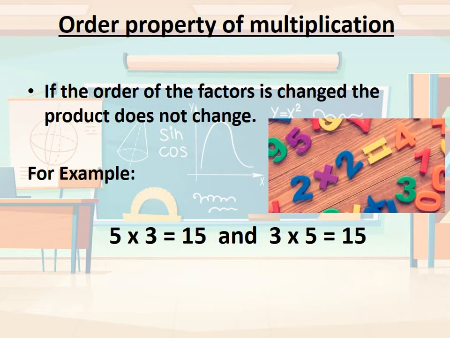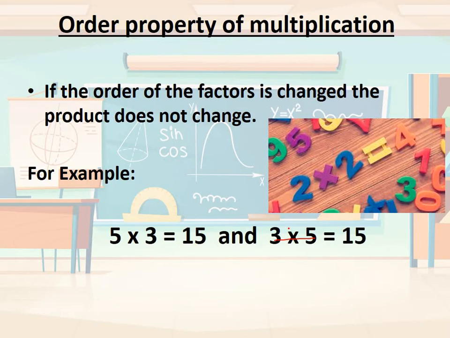What is the order property? Order property says that if you change the order of the numbers, for example, 5 multiplied by 3, here it is coming 15. But instead of that, if you write 3 multiplied by 5, then also it is okay. That will also give you the same. 3 multiplied by 5, 15. 5 multiplied by 3, 15. See, first here I wrote the 5 in front and here I wrote the 3 in front.